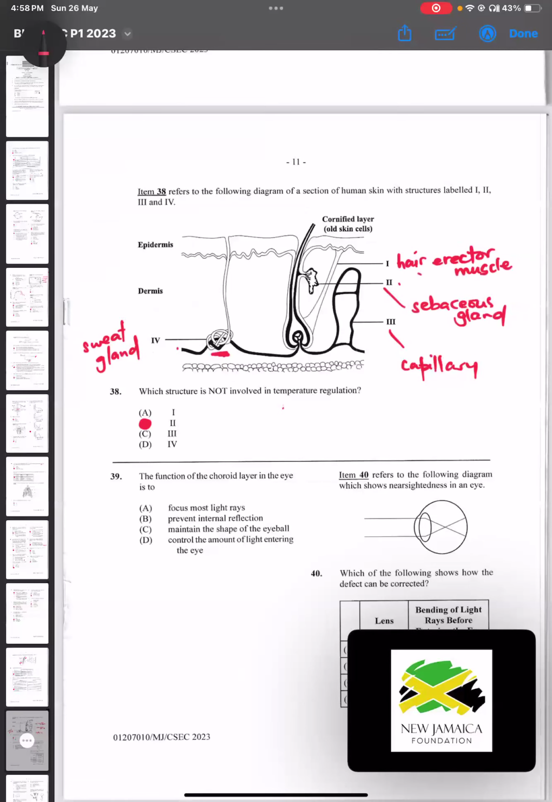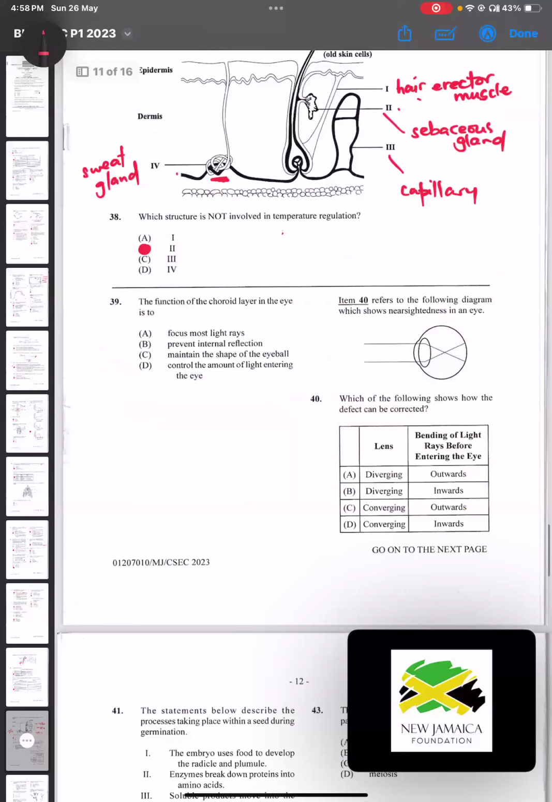So that is why number 2 is the answer that we would select for number 38. We're good? Everybody understand why it would be number 2? Or B would be the answer?